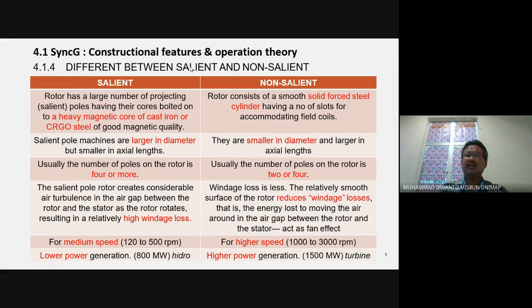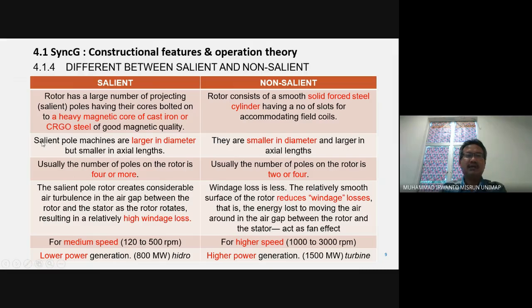And then for the non-salient, the rotor consists of smooth solid cast steel cylinders having a number of slots for accommodating the field coil. The construction of the non-salient rotor generator is like a cylinder, and it is longer compared to the salient in terms of the length of the rotor. The non-salient rotor generator is longer than the salient pole rotor generator.